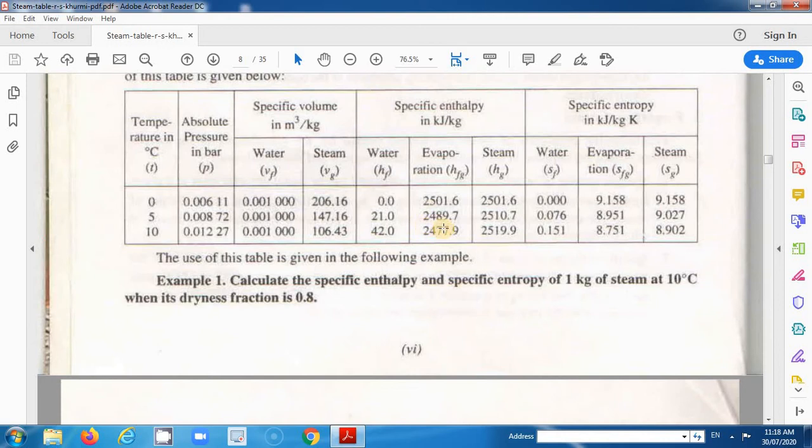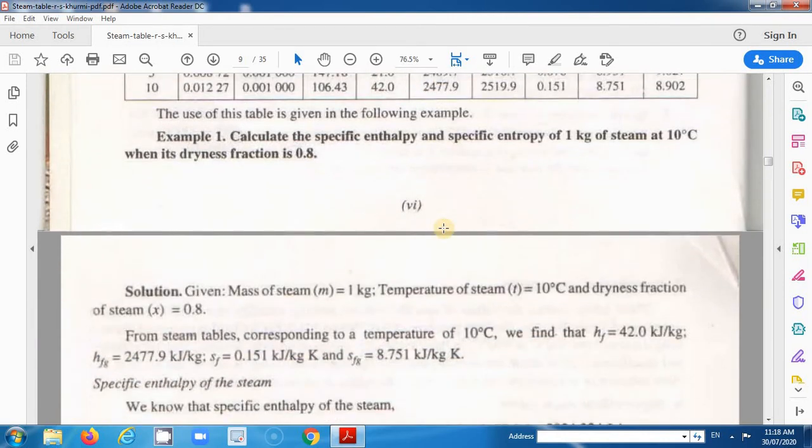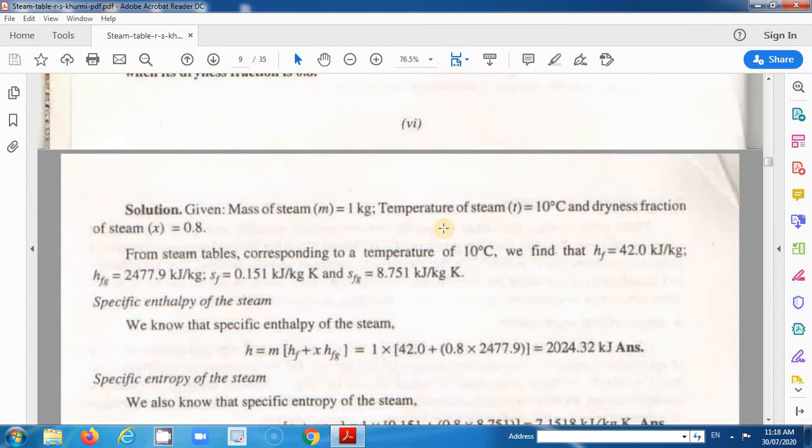2477.9. So these values you can directly extract and write here. You see here HF is given and HFG is given. Where is this value from? I have just explained you. So at 10 degree centigrade, if you go to this HF, directly from that we can put the values here. So those values are taken here.